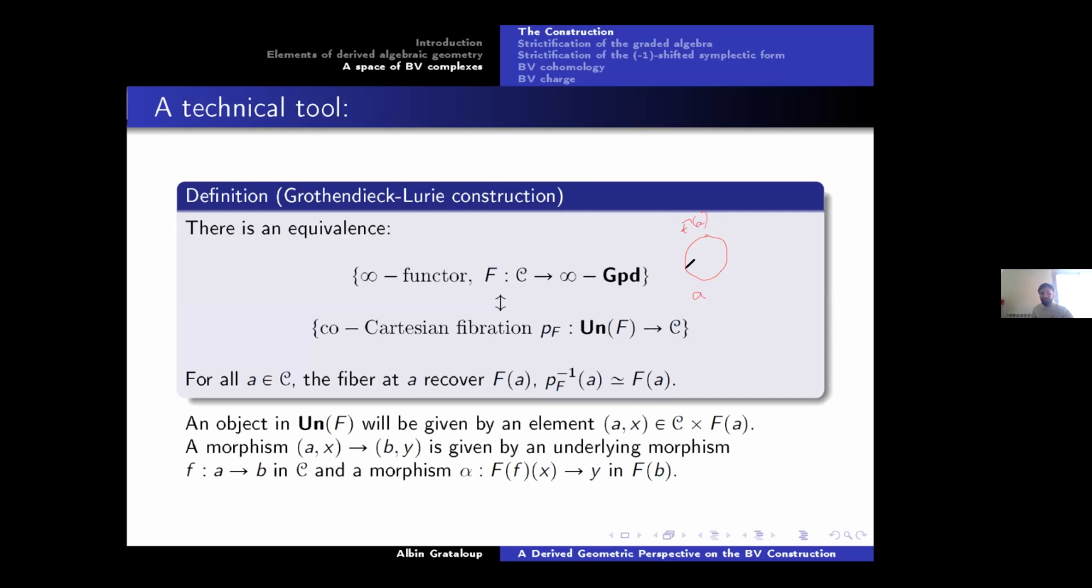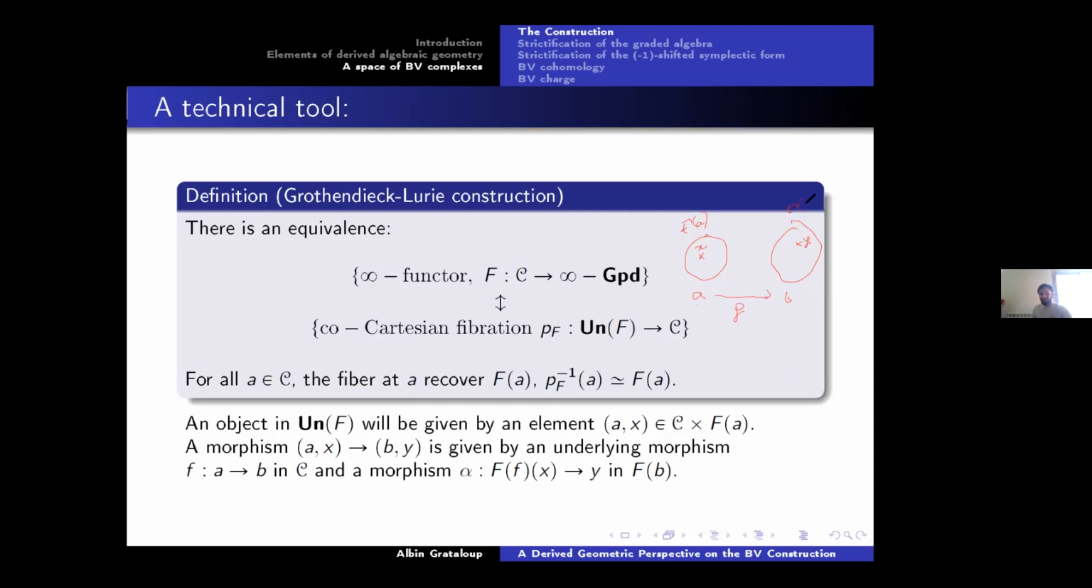And to A, you can associate a topological space F of A, and a point in this F, from unstraightening in Lewis's terminology. A point in this is going to be A and some X in F of A, a couple like this. And a morphism, to B and Y, is going to be the data of some f, a morphism from A to B in the underlying category C.